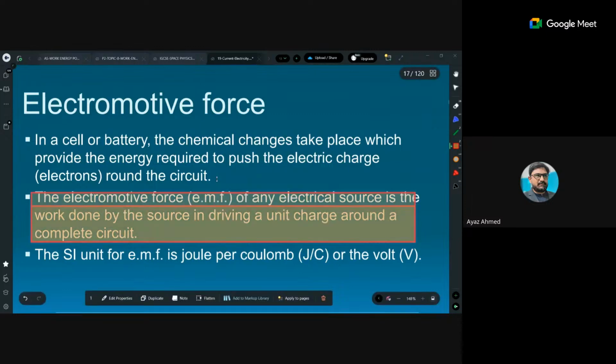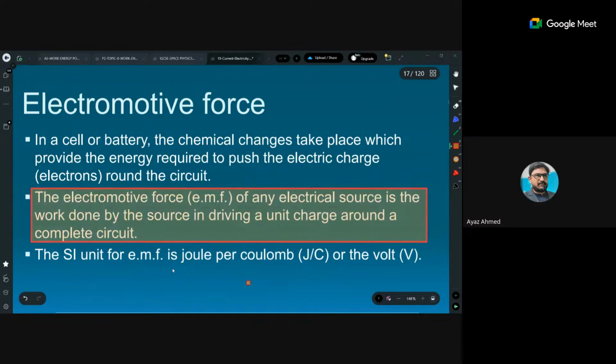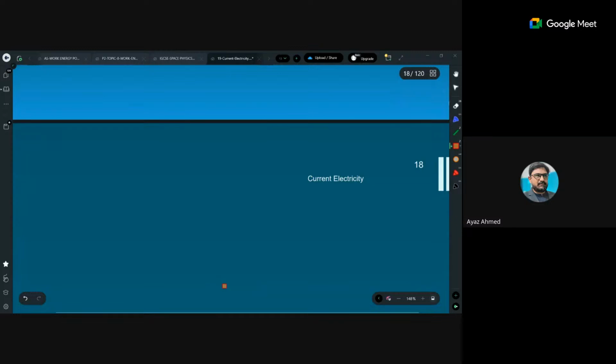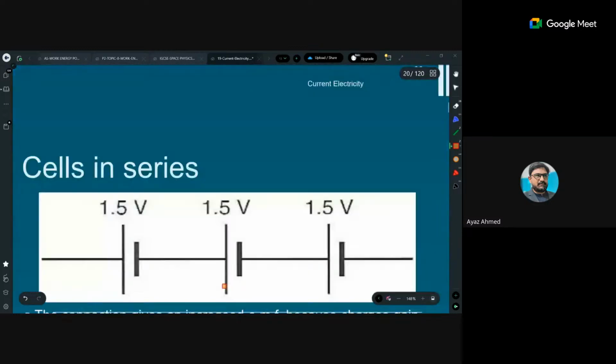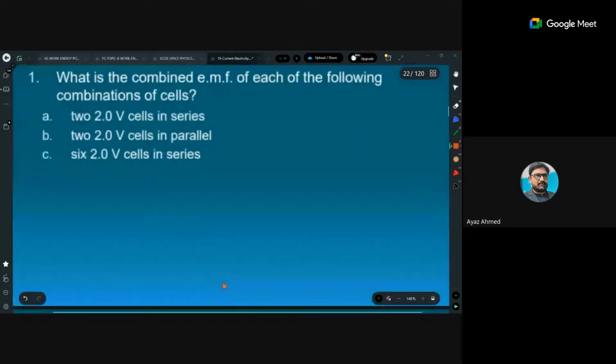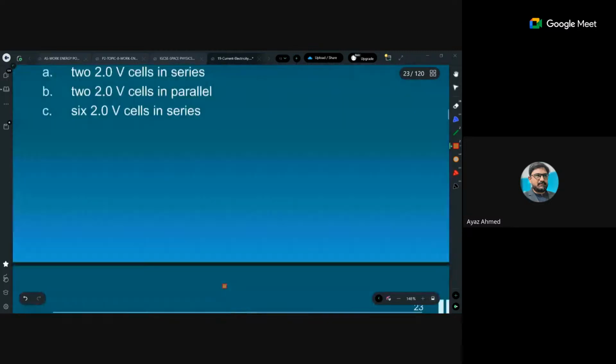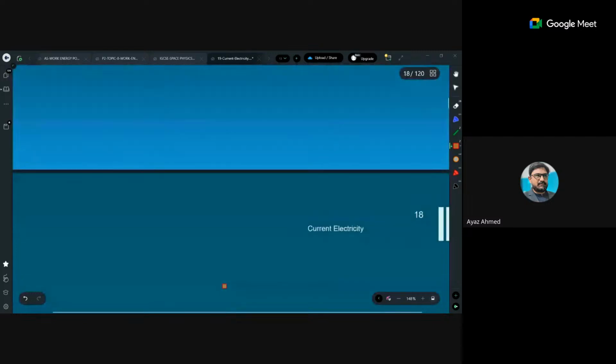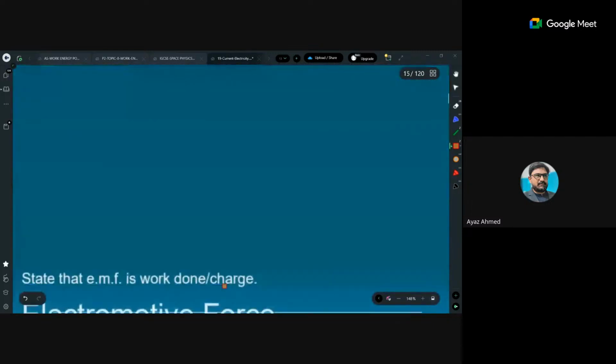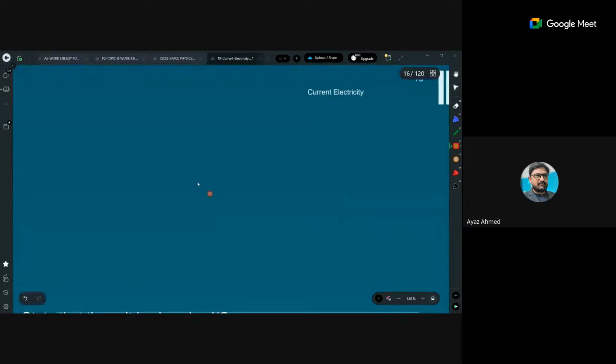So the battery makes this possible. The battery is the source of EMF. I believe that would be very clear to you. By definition, it is work done per unit charge, so its unit will be joule per coulomb, which is basically equal to volt. So the SI unit of EMF is volt. Its formula is W divided by Q. I think we had missed one slide of its formula. The electromotive force formula is W divided by Q.